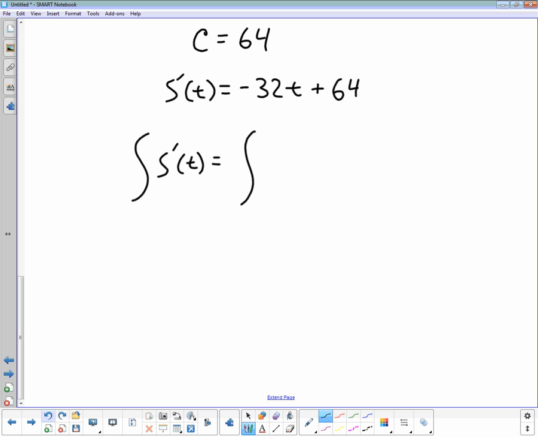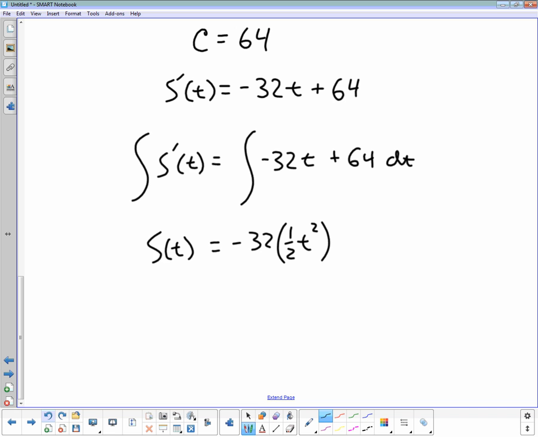All right. Now, simplifying, plugging in my initial condition for the height.